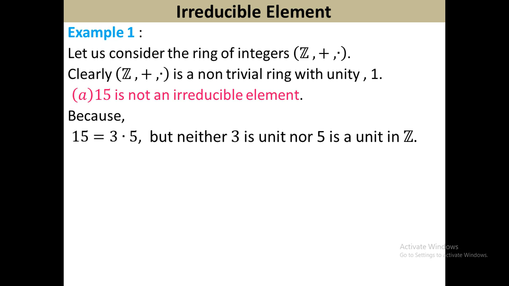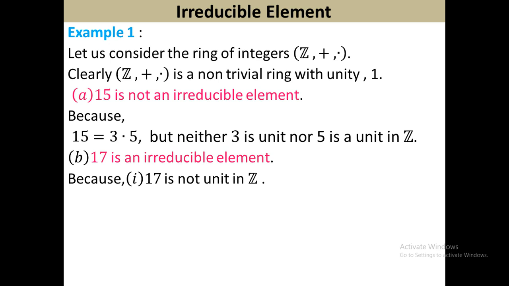Now we give another example. Here we conclude that 17 is an irreducible element, because at first you see that 17 is not a unit in Z.